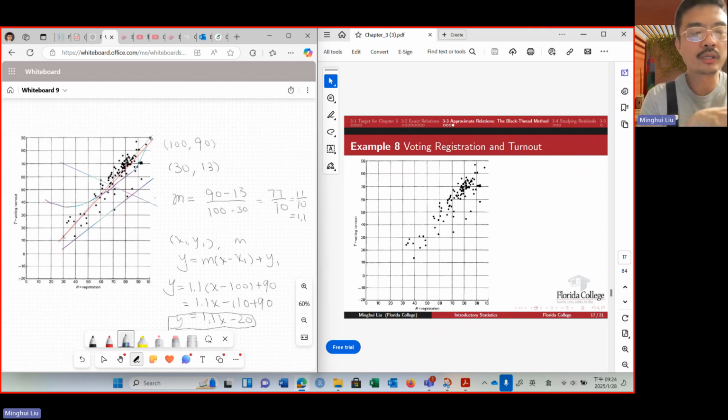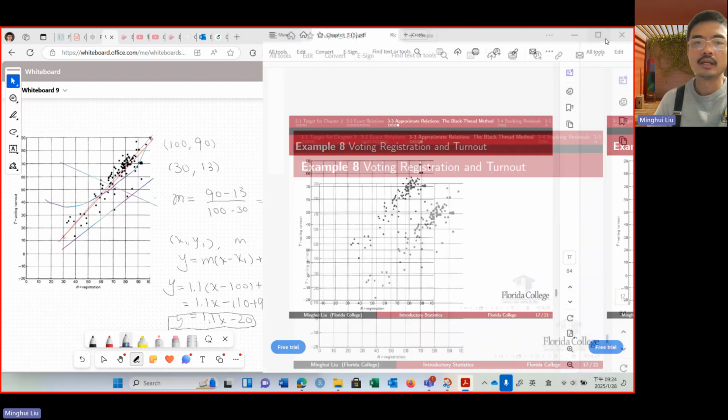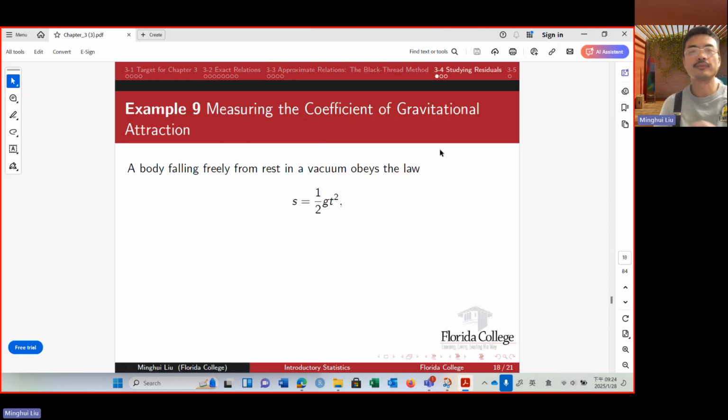So just keep in mind that you want a line that roughly fits the data, a line that passes through the middle of the data points. However, at this moment, we don't have an objective standard in determining which line is the best. Now, let's take a look at the next example.